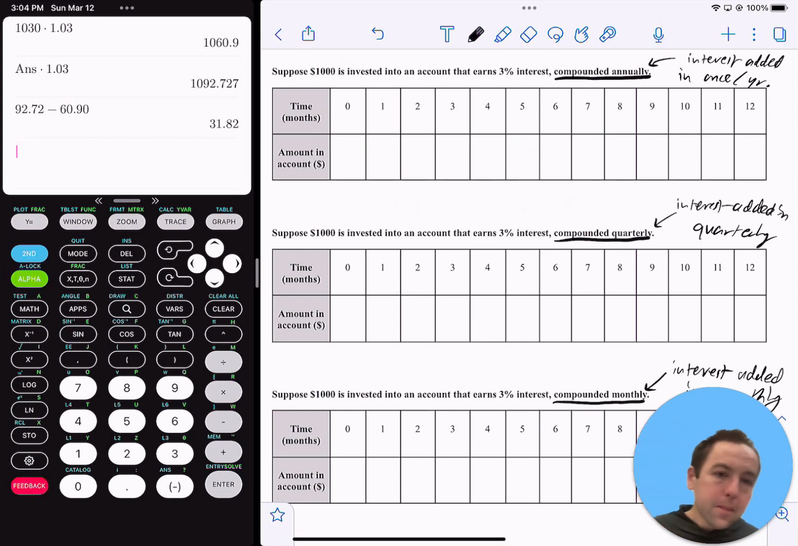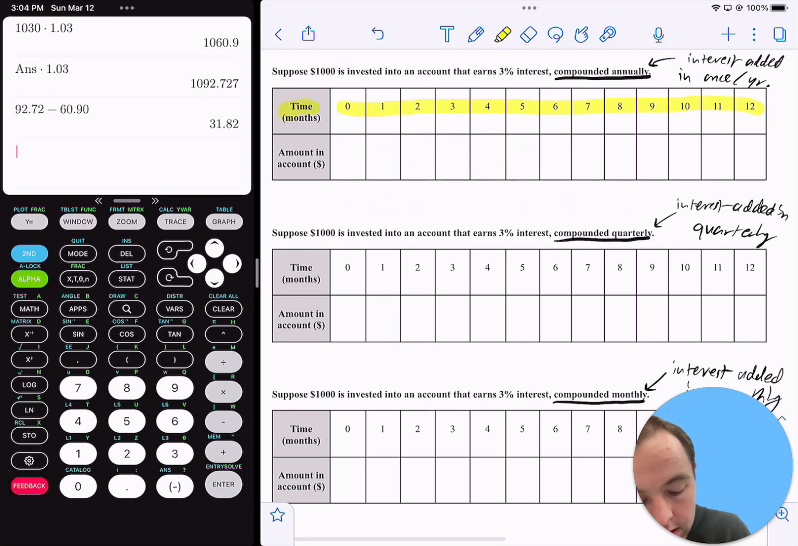All right. So you'll see that the tables that I have right here all have the first row, but they are now in months instead of years, so that we understand what's going to happen when we start compounding a little bit more frequently over time. So let's consider the first scenario.